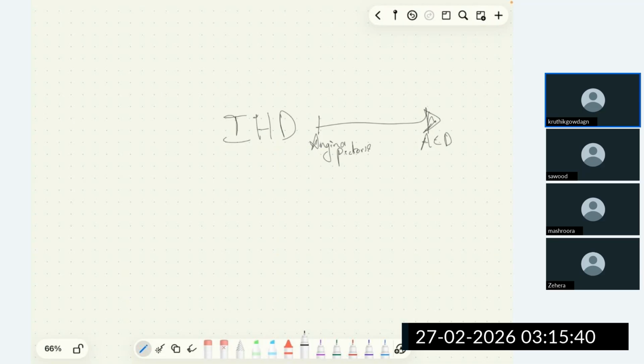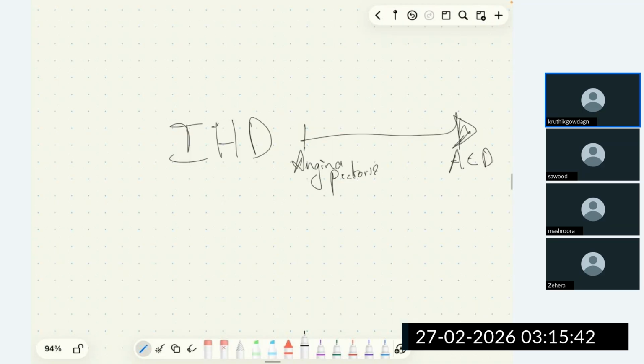It's the group of diseases where there's an imbalance between myocardial blood supply, not the systemic blood supply. The blood supply to the myocardium is impaired, meaning the coronary arteries are not supplying adequate blood to the myocardium, and the oxygen demand will not be matched. What is the etiology of ischemic heart disease? Why do we see ischemic heart disease?